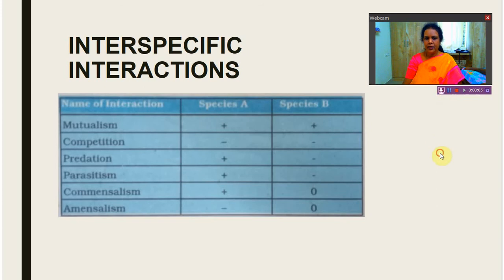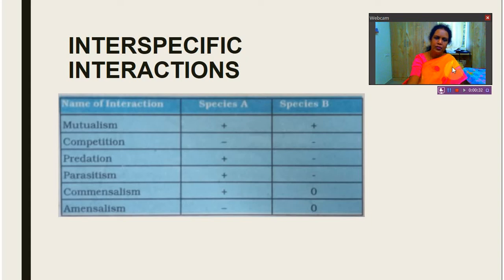We are studying about interspecific interactions. So interspecific interactions are the interactions between different species. I said they may be beneficial, detrimental or neutral. So these interactions are categorized into 6 types. We'll see what are these 6 types of interspecific interactions.